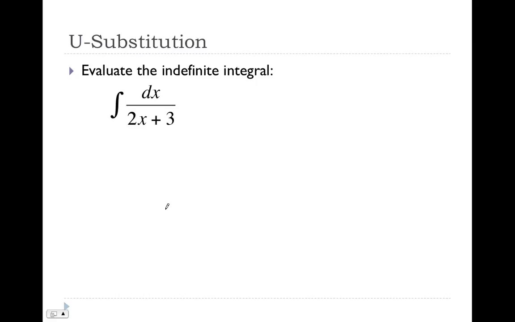Go ahead and pause and try and solve this one. This one should be a little easier. Okay, so I'm going to define my u as 2x plus 3. And so then my du is 2 dx, which means I need a 2 paired with this dx, which forces me to put a 1/2 out front.